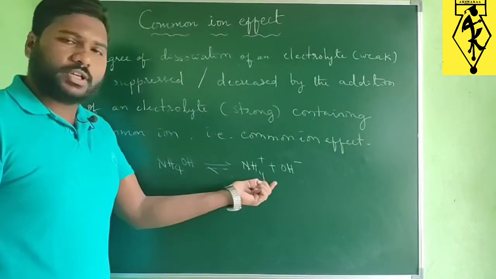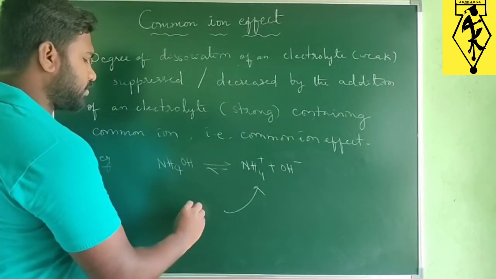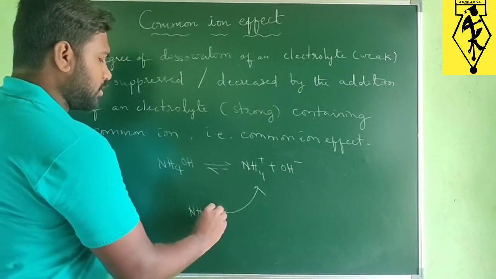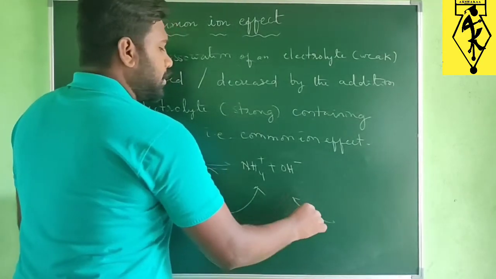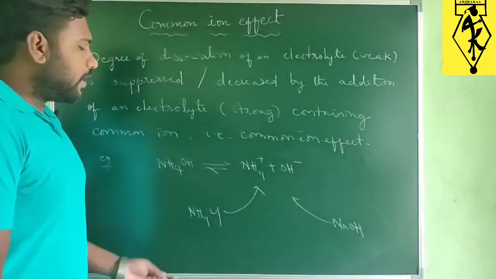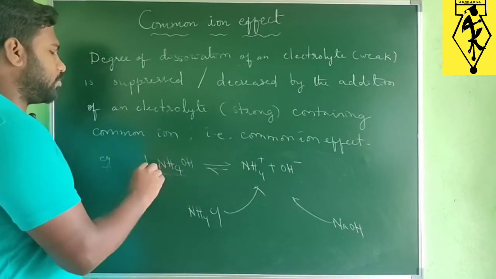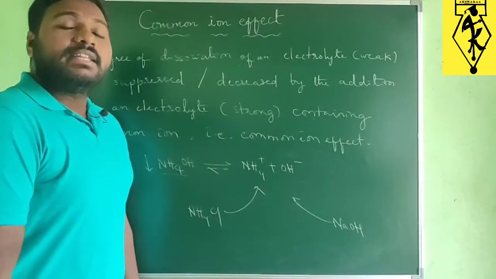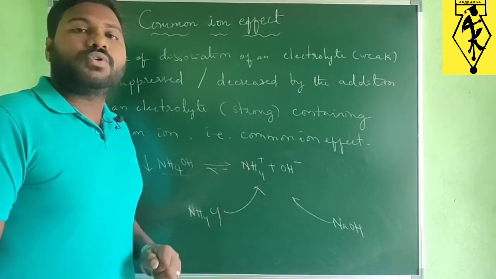For this solution, if you add electrolytes such as ammonium chloride or sodium hydroxide, if you add any of these two, the degree of dissociation of this ammonium hydroxide is going to decrease. This is due to the common ion effect.